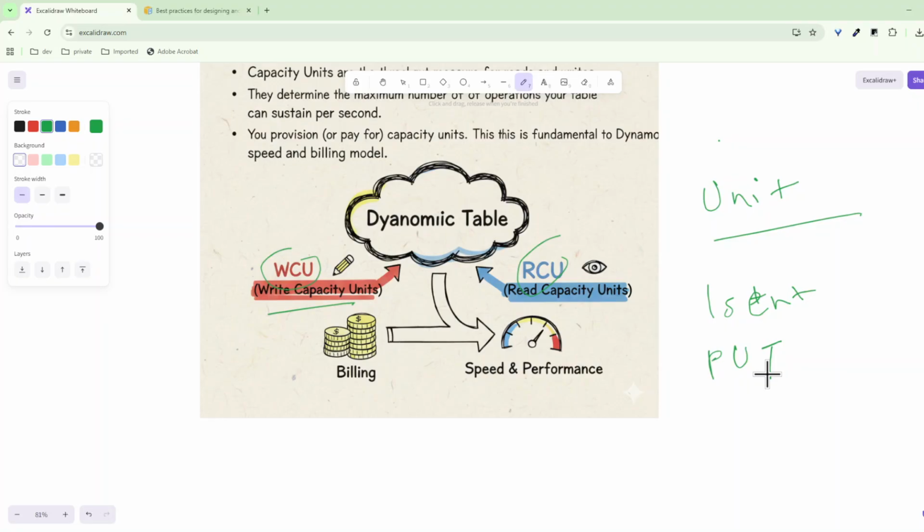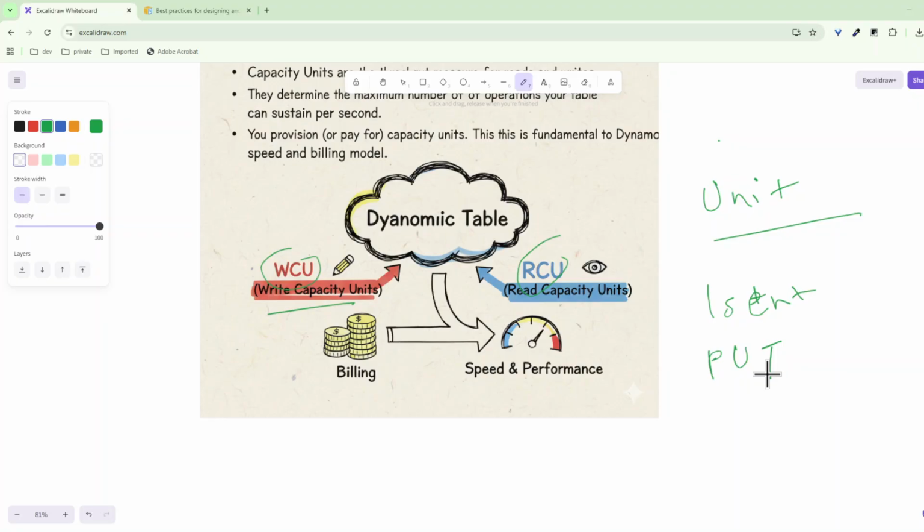Now what is RCU? RCU is more about whenever you are trying to fetch some data from the database. It can be a read query, it can be a batch read or bulk read query. Okay, it can be a scan query, it can be a conditional query. So all those things come under the RCU.